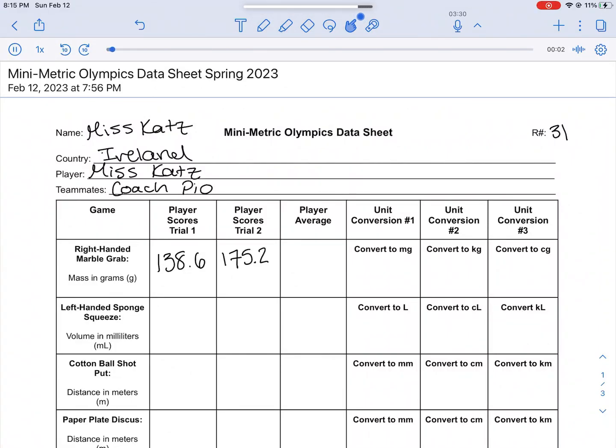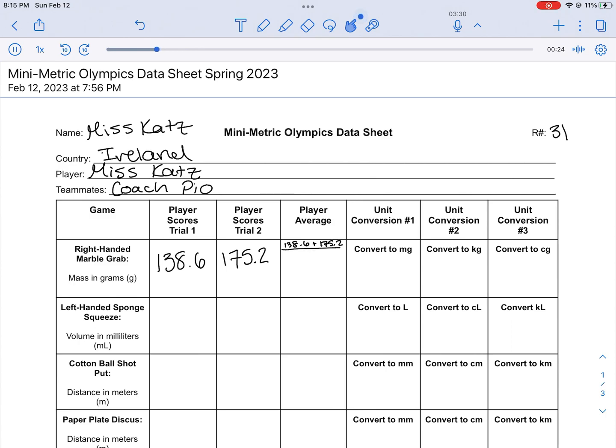On Friday, you guys did the metric Olympics, and for each one of the 5 events, you took 2 measurements. On Friday, you should have had time to take the average of those 2 measurements. To take the average, you're going to take both of those numbers. So we had 138.6 and we had 175.2.